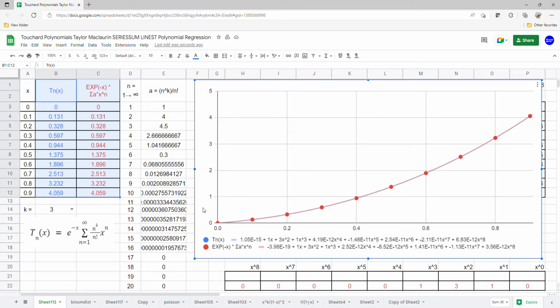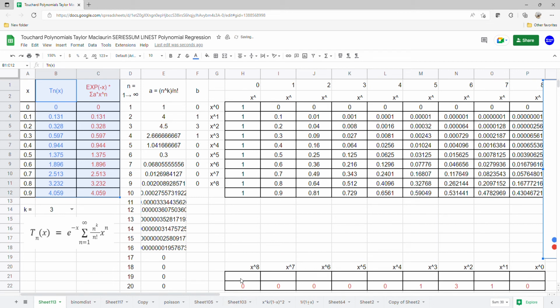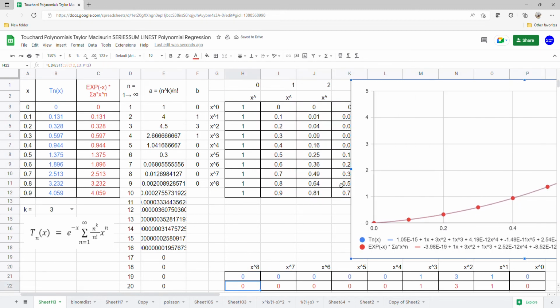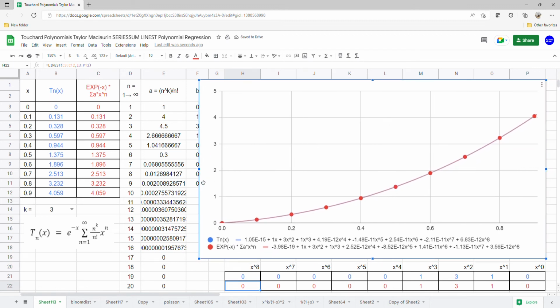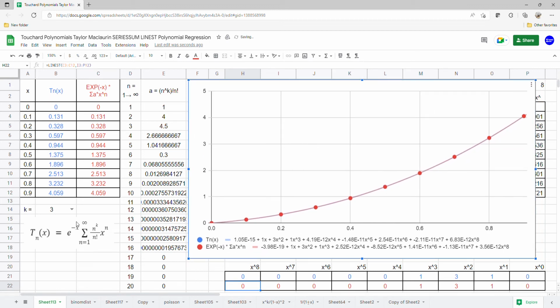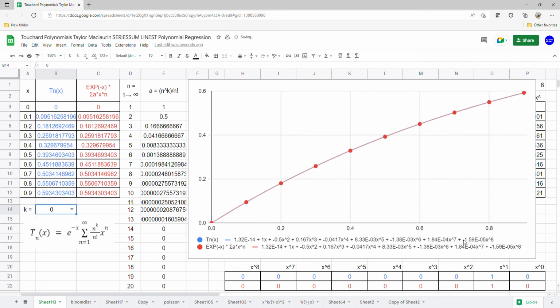And we use LINEST to calculate the ones in blue, the Touchard polynomial. So that is LINEST, data y, and data x. Their values are the same. So we can start from 0. That's x.